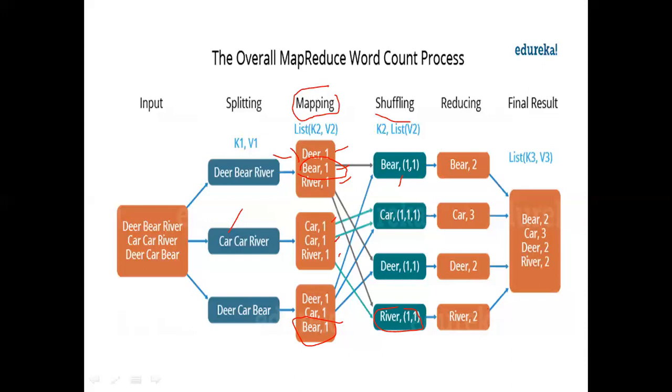Finally, reducing is reducing. That means for the beer, the values are 1, 2. So it is totaling that one. Beer 2, car 3, deer 2, river 2. And finally, it is giving the single small output value. Beer comma count is 2, car count is 3, deer count is 2, river count is 2. It is reducing the output.